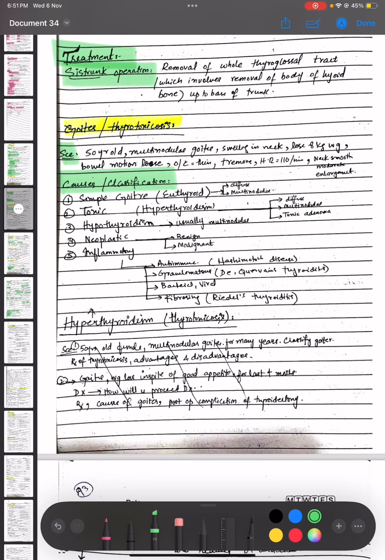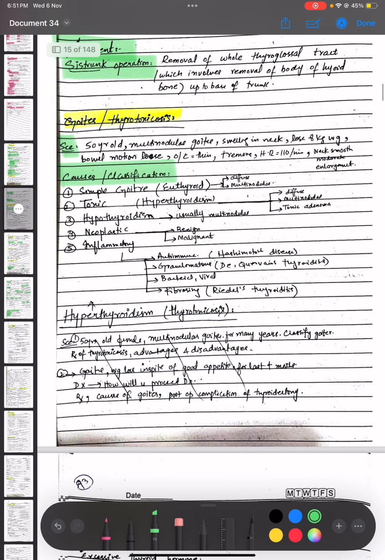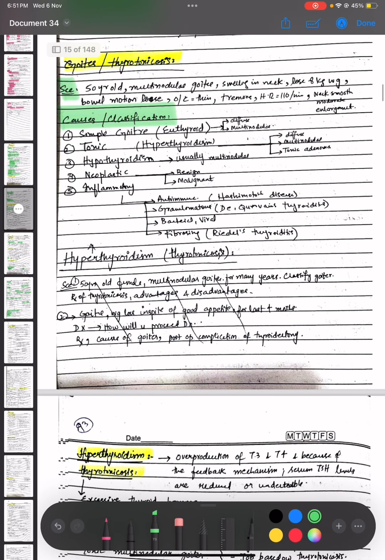That is, we have a patient aged 40 to 50 years with multinodular goiter, swelling in the leg, and loss of weight. Bowel motion is loose, there are tremors, and heart rate is increased. The neck is smooth with moderate enlargement. So what are the causes or classifications of goiter?